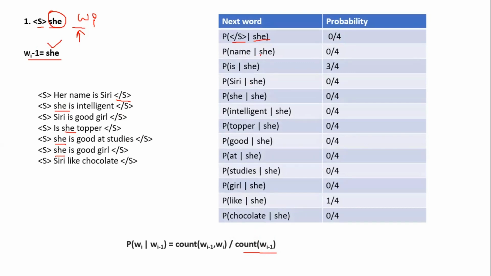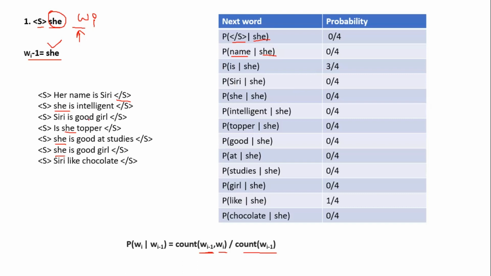And then the numerator. We are predicting, or the model is predicting, whether the next word is name given she. So check whether we have the sequence she name. Here the next word is wi, that is name, and the previous word is she. So you need to check this sequence, she name. Is there any she name? No, right? So that value becomes 0. Now check she is. Yes, she is exists in 3 sentences. So that probability becomes 3 by 4.